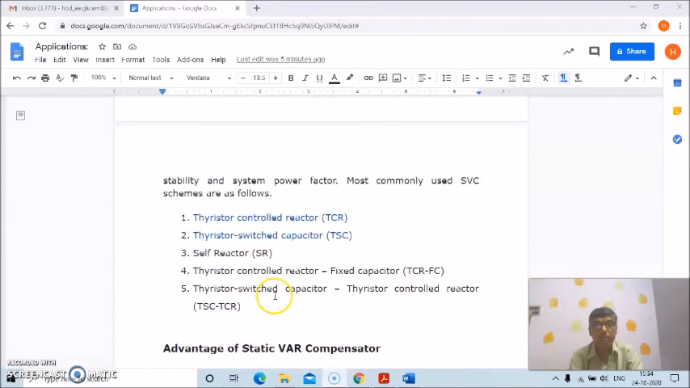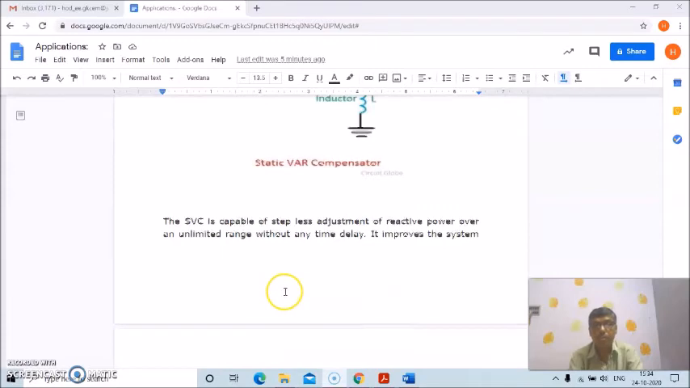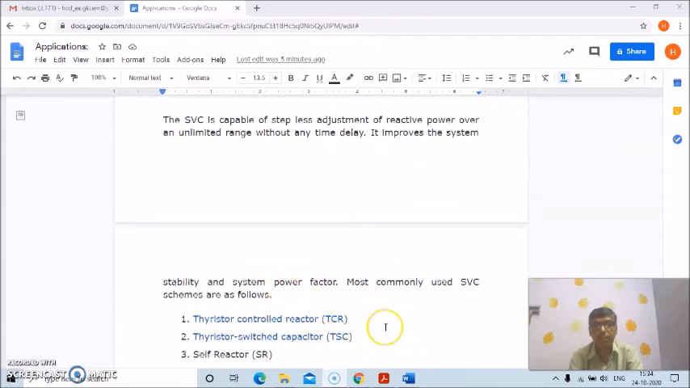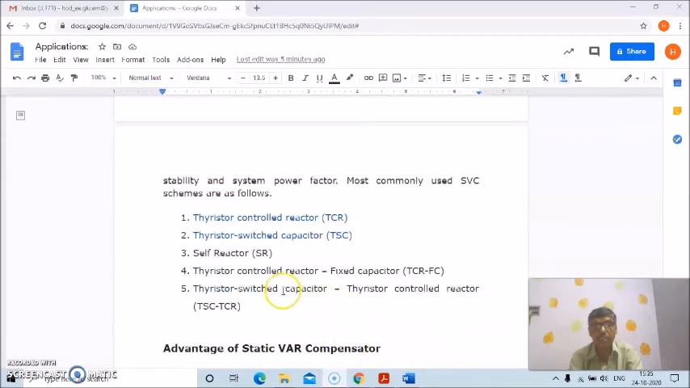Once again, this SVC may be of type TCR, that is thyristor controlled reactor, thyristor switched capacitor TSC, self reactor SR, thyristor controlled reactor fixed capacitor TCR-FC, and thyristor switched capacitor thyristor controlled reactor TSC-TCR.